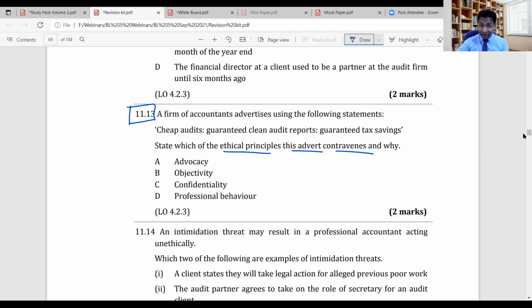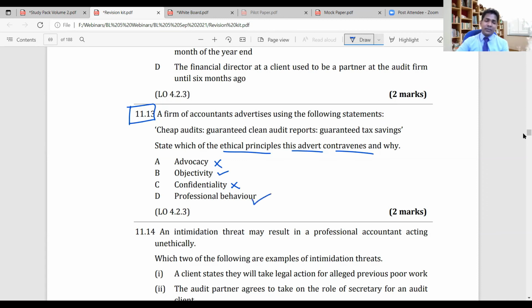Advocacy is a threat, not a fundamental principle. Then objectivity, confidentiality, professional behavior. But I told you all, go to elimination theory. It can't be advocacy, because advocacy is a threat, not a fundamental principle. Objectivity, yes, it can be. Confidentiality can't be, because this is with regard to marketing of the firm's services.